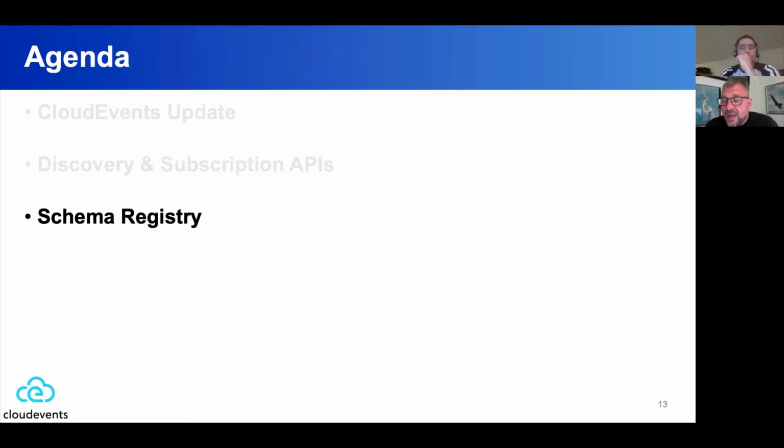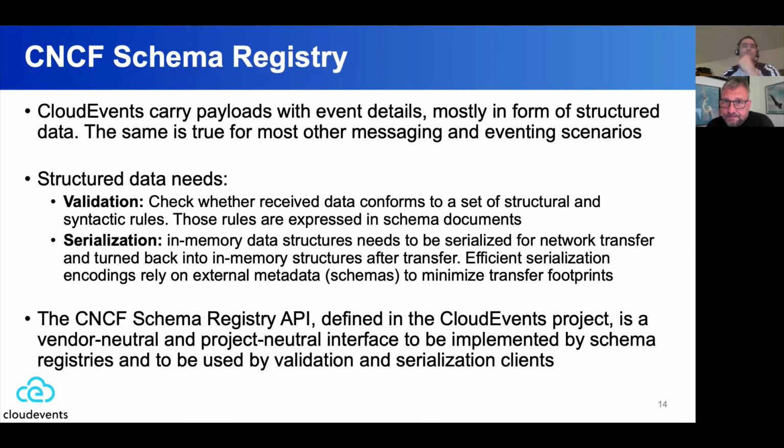Next. So those were effectively complementing the mechanisms that we have today in CloudEvents by closing the loop. We have delivery, something that's defined now, and now we have discovery and subscription that we're adding to it. A really important further element is the schema registry. Next.